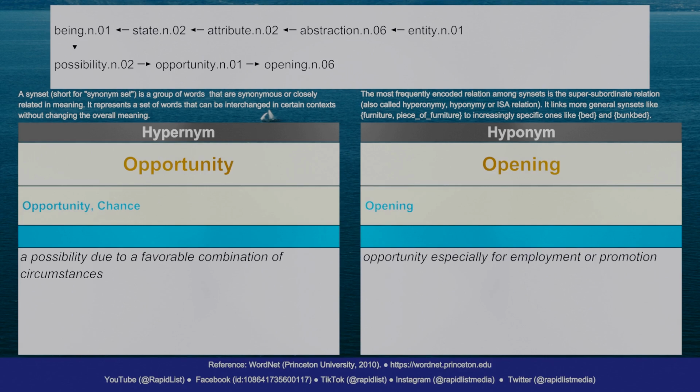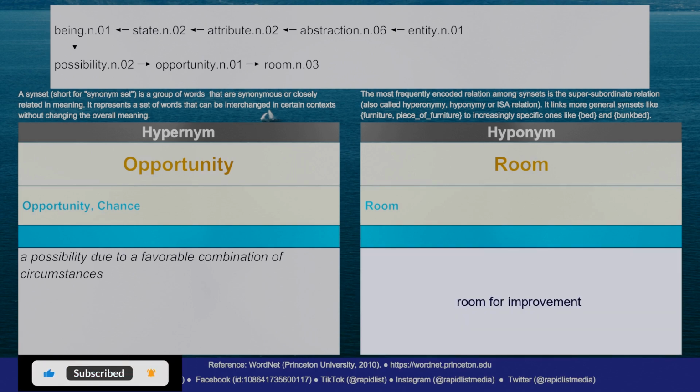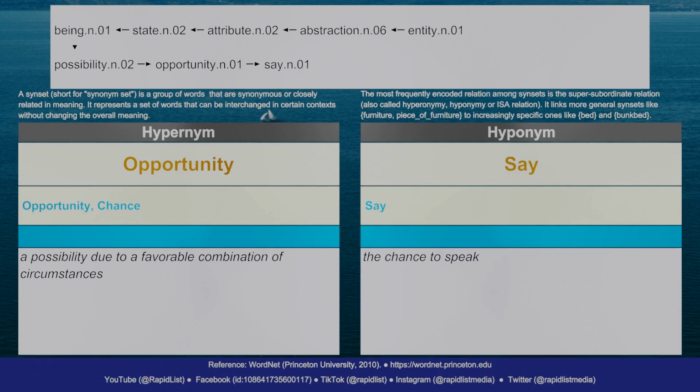Opening. Opportunity especially for employment or promotion. There is an opening in the sales department. Room. Opportunity for. Room for improvement. Say. The chance to speak. Let him have his say.